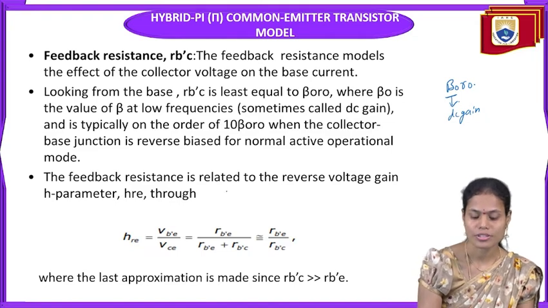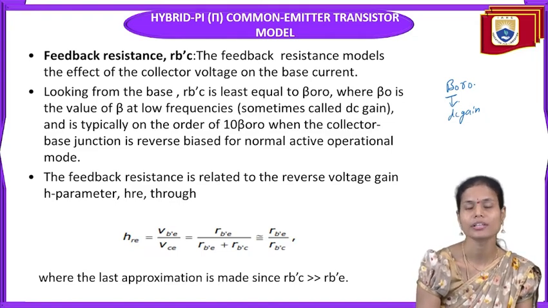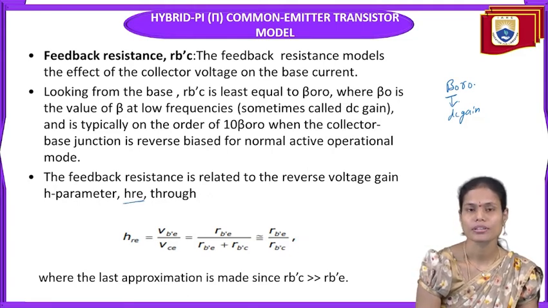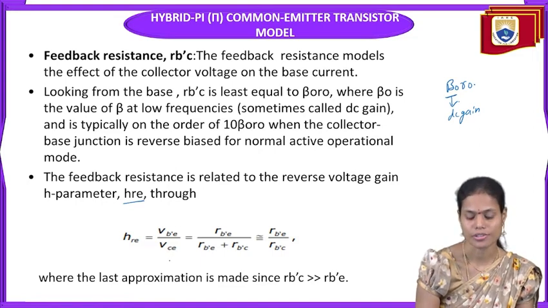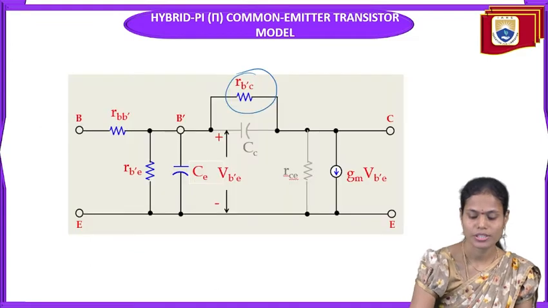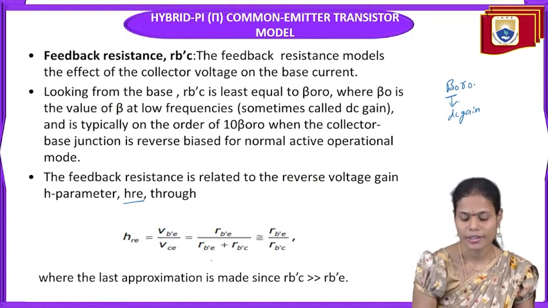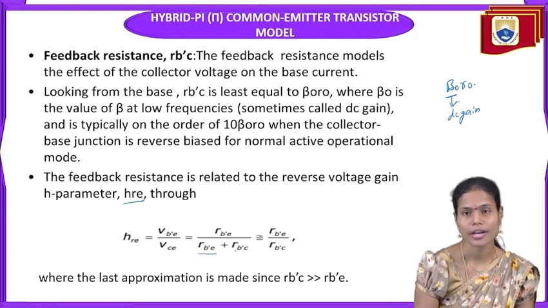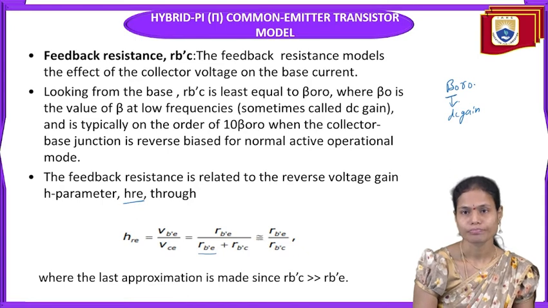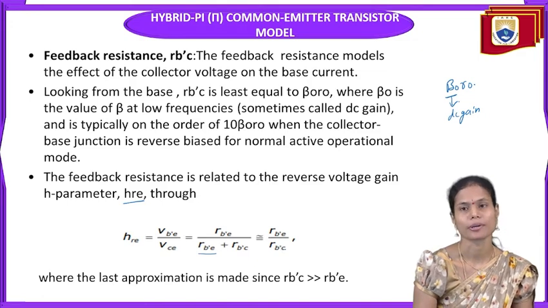So this feedback resistance is related to the reverse voltage gain in the H parameter model, that is HRE. So HRE is the reverse voltage gain, that is input voltage by output voltage. In the case of a CE transistor, the input voltage is VB'E and the output voltage is VCE. So if we take VB'E by VCE from this circuit, we will get it as RB'E divided by RB'E plus RB'C. And again, this RB'E value is very small compared to RB'C. So we are neglecting RB'E here. We will get it as RB'E divided by RB'C.